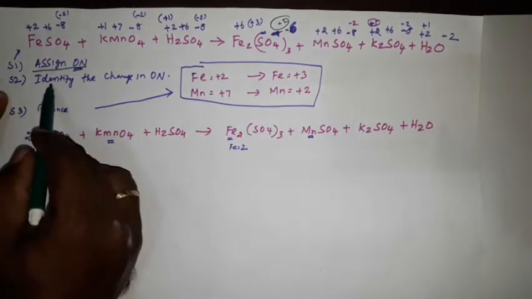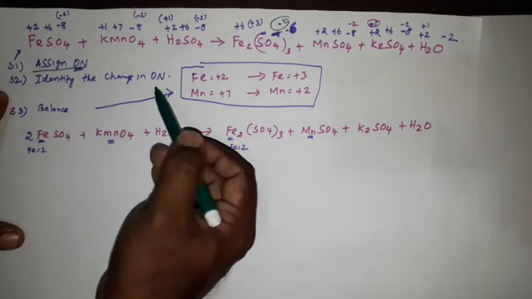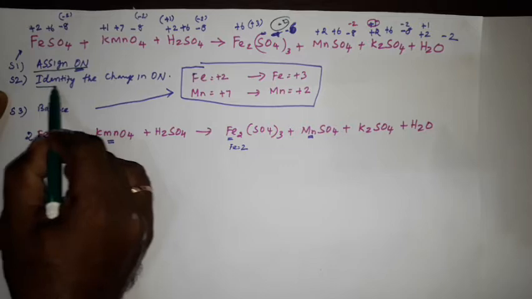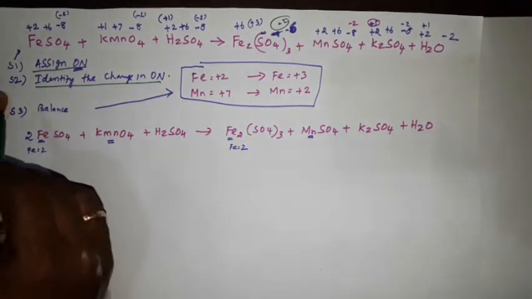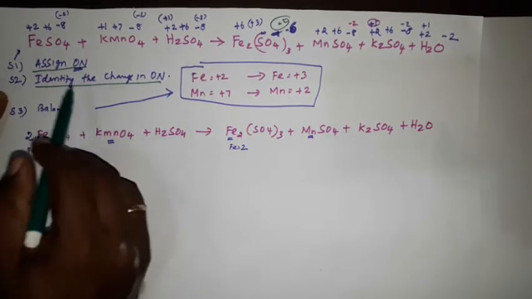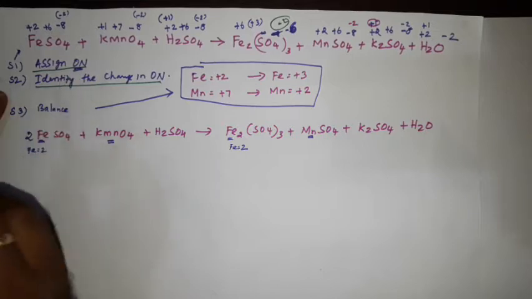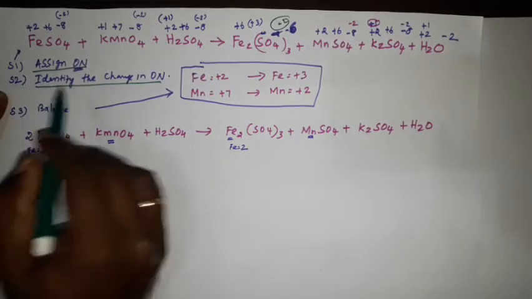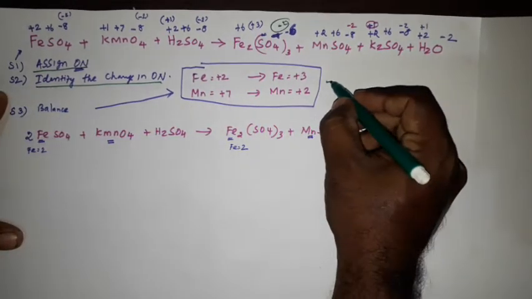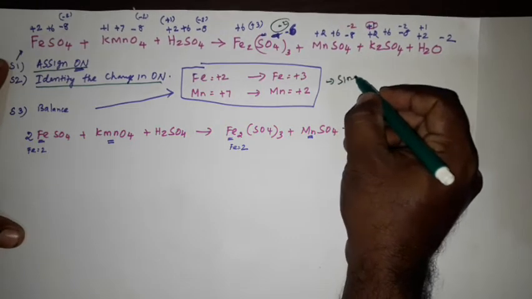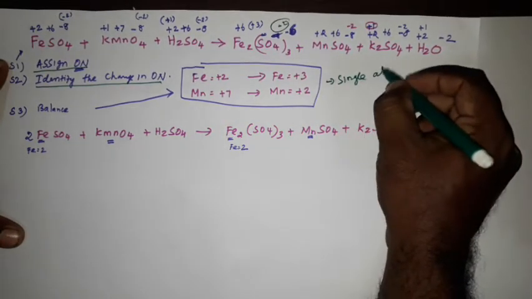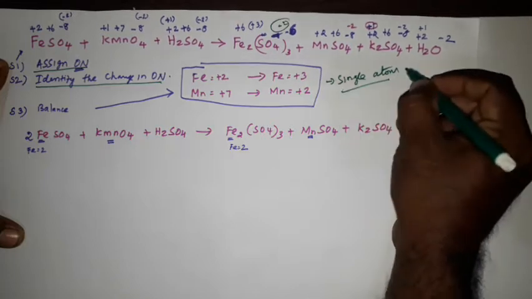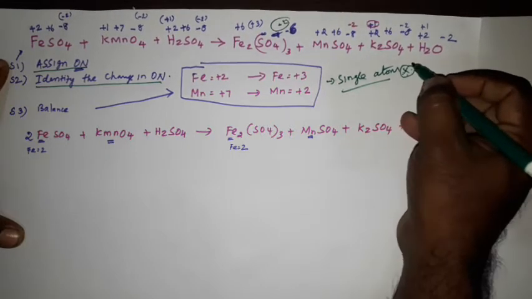Second one, identify the change in oxidation number. The change in oxidation number you have to calculate for a single atom. This step needs to be done very carefully. Calculate for a single atom. Okay, single atom. This is very important.